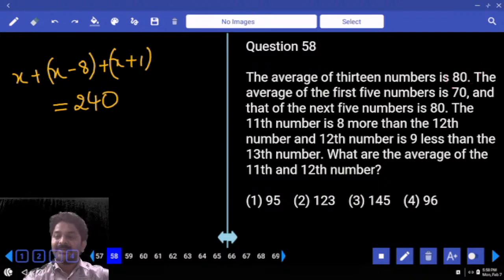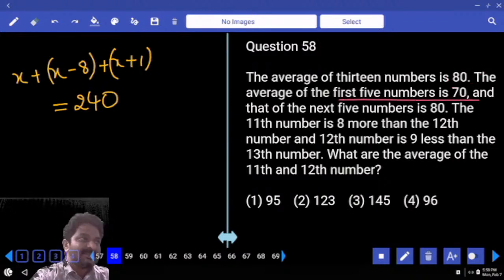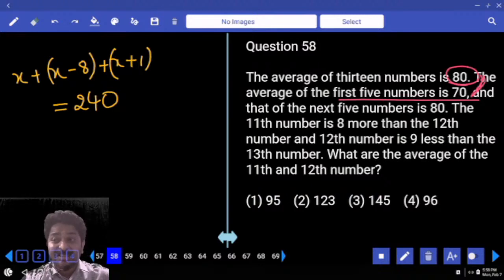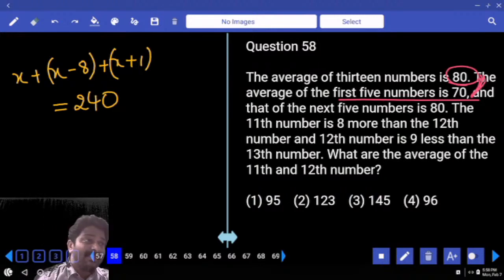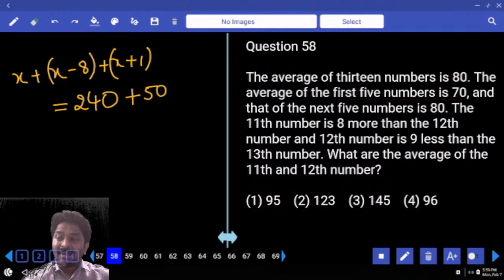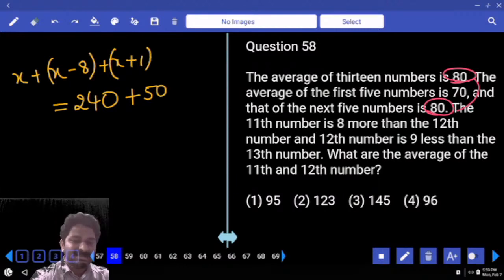Now continuation. The average of 5 numbers is mentioned as 70, which is 10 less than the original average. Like that, 5 numbers are there. 5 into 5 into 10, 50. Less or more? Less. So reverse effect, so we have to add 50. Next, the average of 5 numbers is 80, which is exactly equal to the original average only. So we don't have to add or subtract.